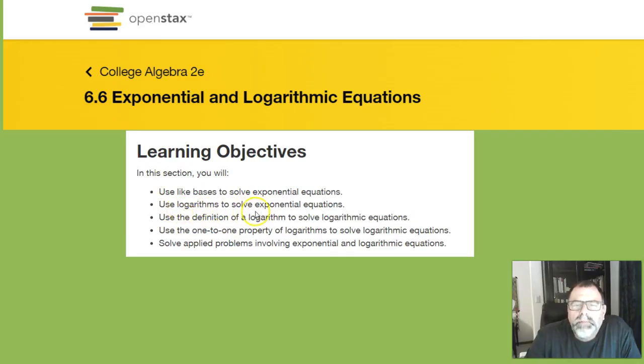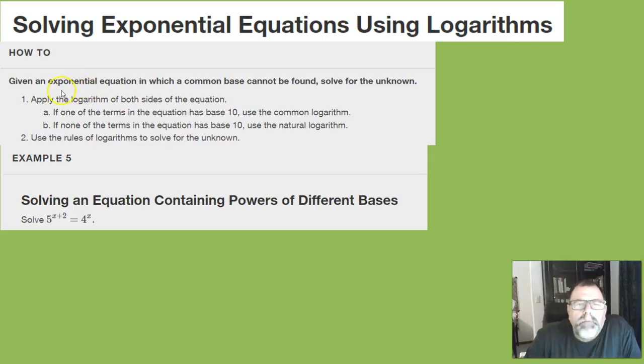Use logarithms to solve exponential equations. Alright, so the first technique, given an exponential equation in which a common base cannot be found, solve for the unknown. So you're going to apply the logarithm to both sides of the equation. So we're going to use that one-to-one property in reverse for the logarithms. If one of the terms in the equation has base 10, use the common log.